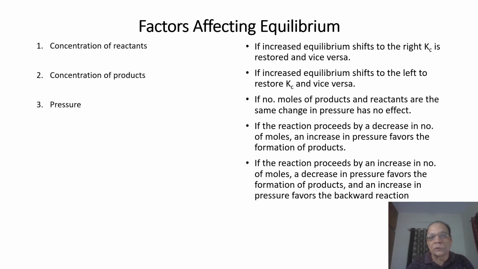Concentration of products. If increased, the equilibrium shifts to the left, just the opposite of increase in concentration of reactants. It shifts to the left to restore the Kc and vice versa. If it is decreased, then it goes in the other direction.